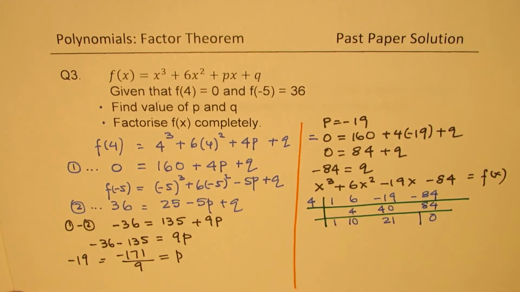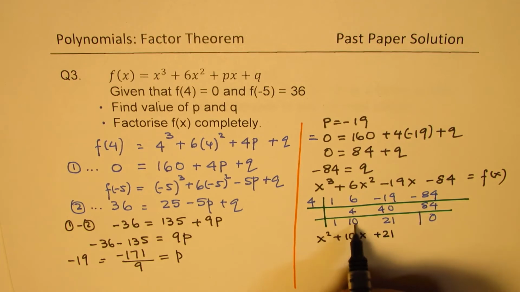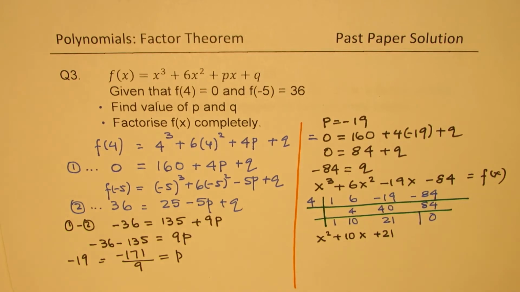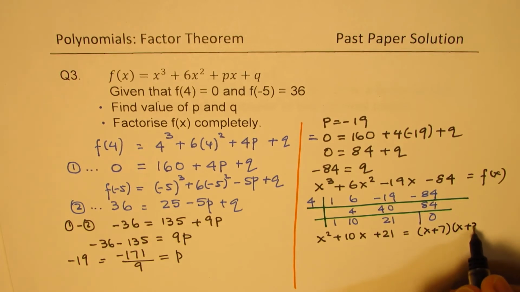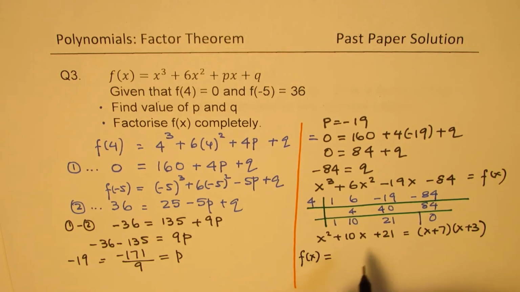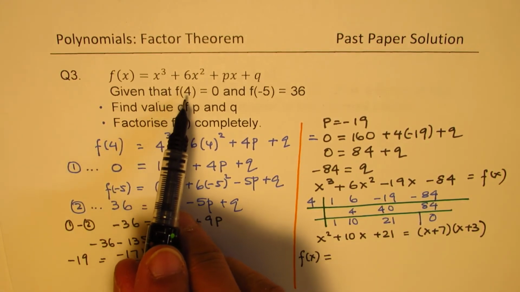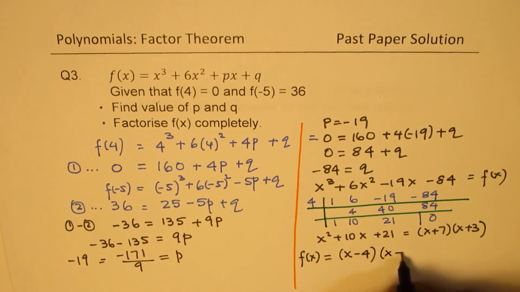So what we get here are the coefficients of our quadratic function. This is x squared plus 10x plus 21, correct? 21 is 7 times 3, so we could write this as x plus 7 times x plus 3. And therefore, we can now write the function f of x as a product of all three factors. Now, f of 4 was 0, so that means x minus 4 is a factor. And here we have x plus 7 and x plus 3.